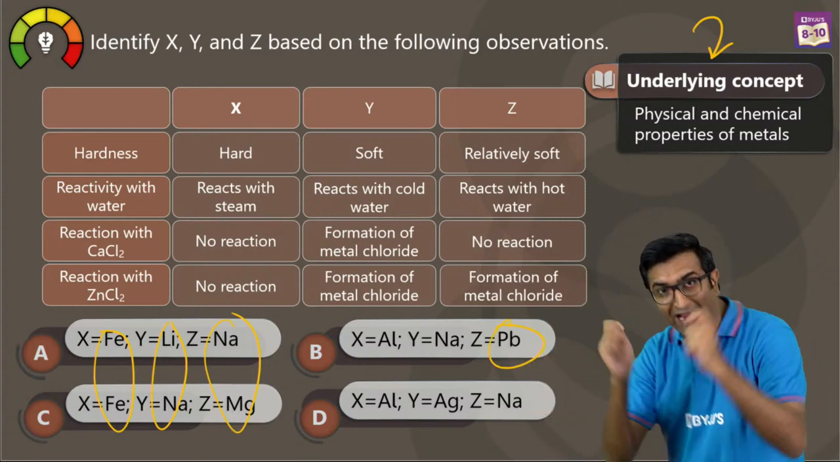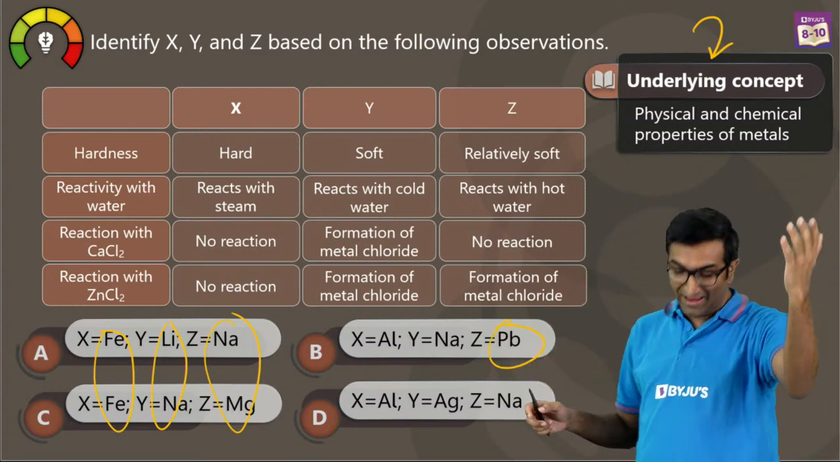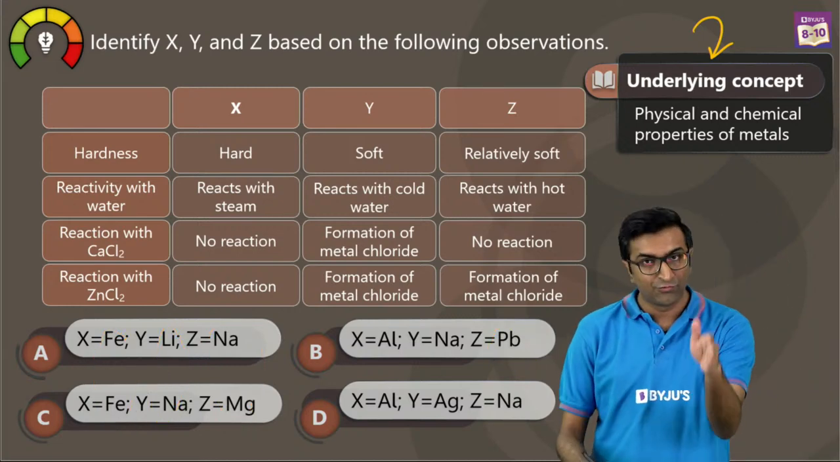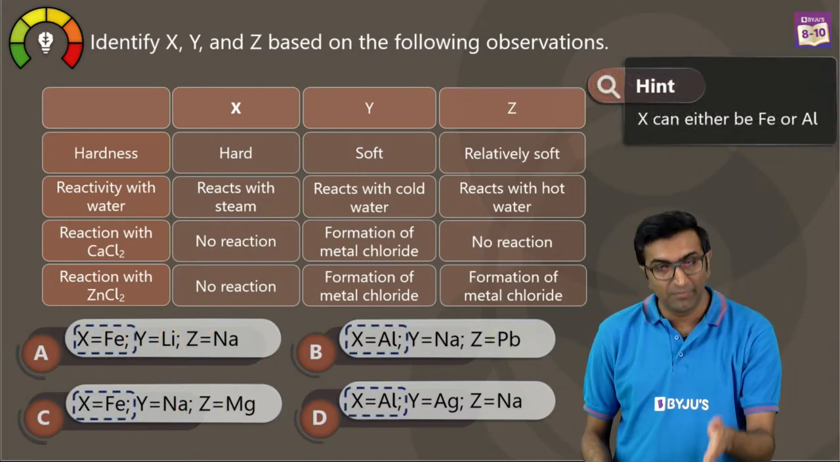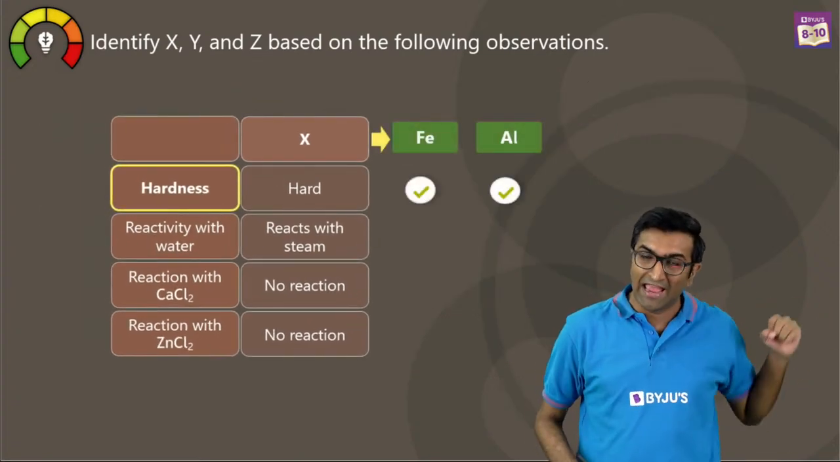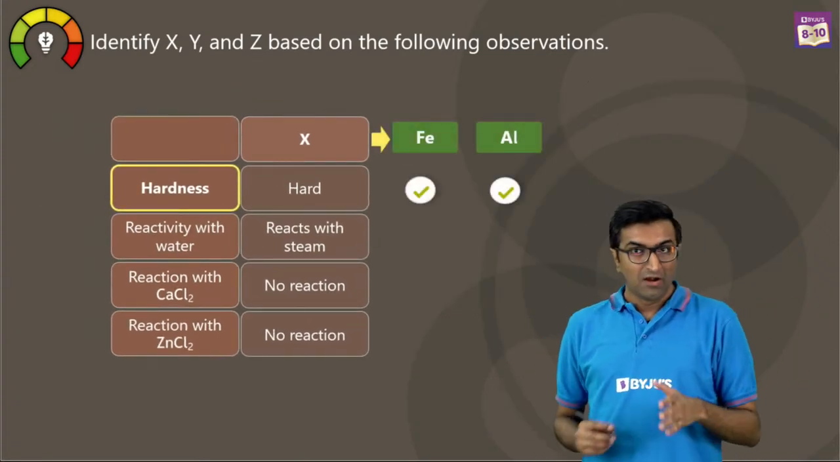If you try to hack it and say sodium, magnesium is soft, but lead is also soft. So don't do all of that. Let's go ahead and do this one step at a time. Figure out what X could be, then what Y could be, and what Z could be. That's the simplest way of doing this. I know in some MCQs, you can brute force it and eliminate options, but let's do it step by step.